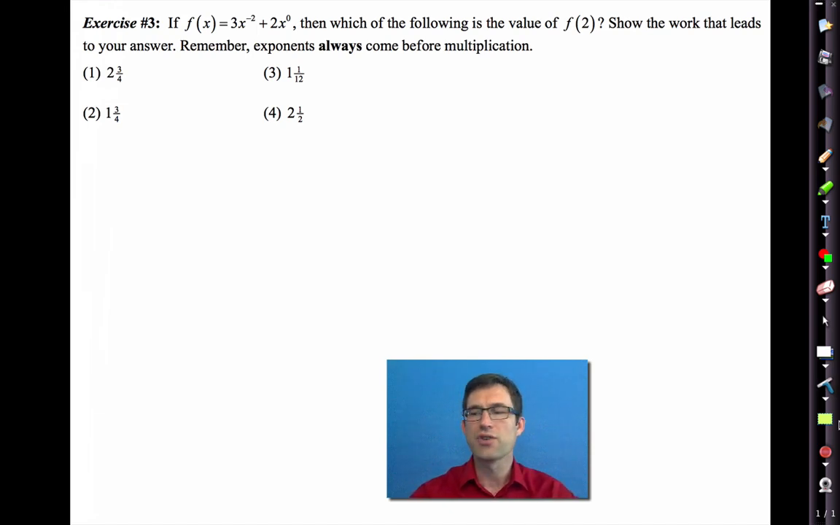More function notation. If f of x equals 3 times x to the minus 2 plus 2 times x to the 0, then which of the following is the value of f of 2? Show the work that leads to your answer. Remember, exponents always come before multiplication. All right? So what I'd like you to do is pause the video now and see if you can figure out the right answer.